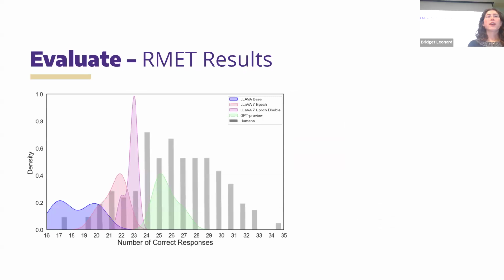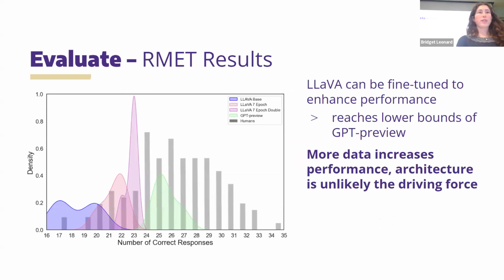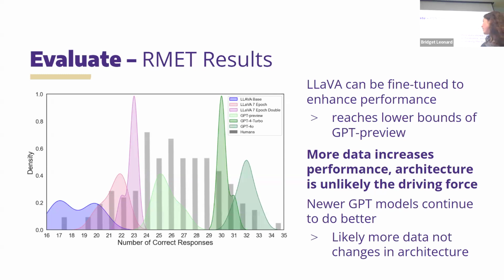So after fine-tuning LLaVA, our best version of our fine-tuned model is that bright pink one right there, and you can see it reaches the lower bounds of GPT's performance. So since we were able to enhance it a pretty good amount, we are pretty confident that data is a driving force of emotion detection and RMET performance. And we got even more evidence for that because as OpenAI released more and more GPT vision models, they just kept getting better and better at the task. And it's probably unlikely that OpenAI is changing anything about the architecture of the models. It's probably more that they're just adding training data and changing how that is formatted.